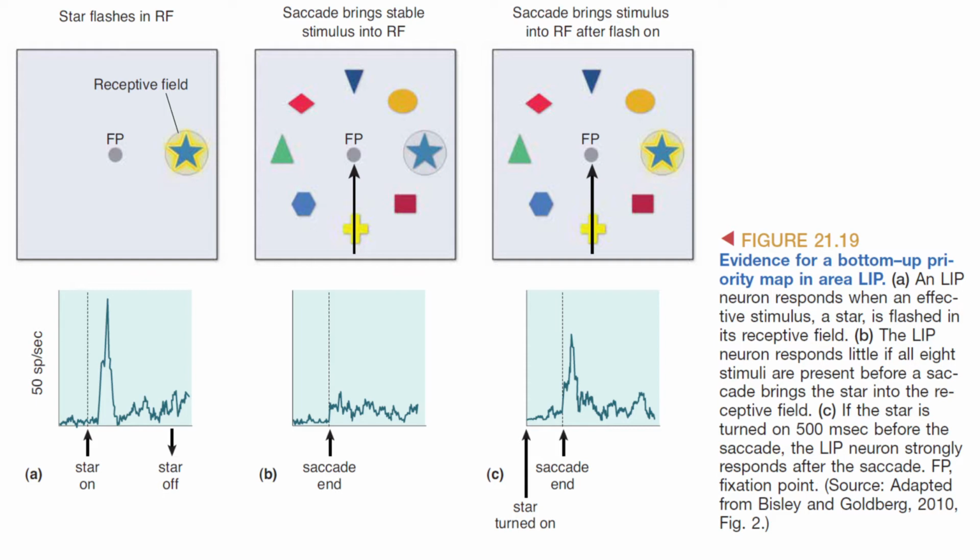The next image shows the task, which consists of the monkey making a saccade towards the fixation point. If you put other figures, like 8 figures around, even though the star stimulus is still in the receptive field, you don't see action potentials as strong as in the first image. But if you just flash the star 500 milliseconds before the saccade is performed, then again you can see strong action potentials.